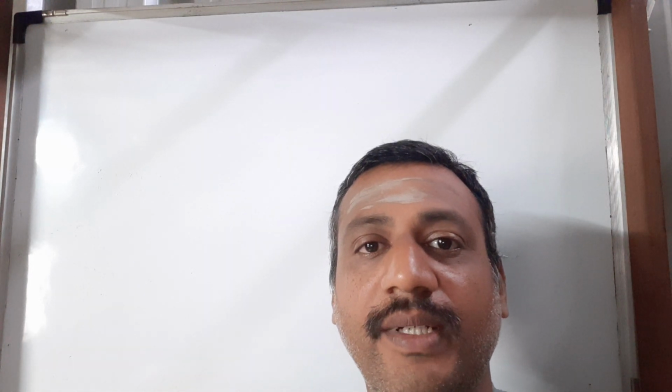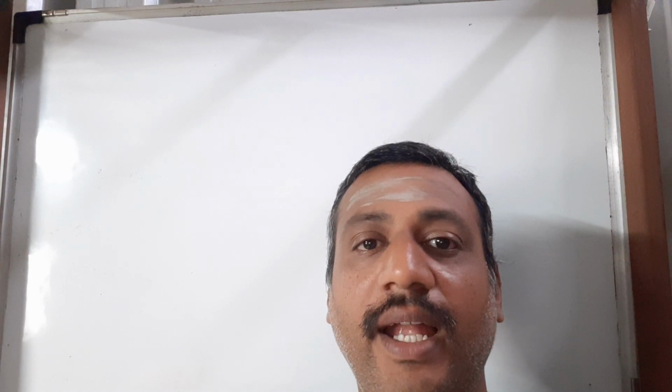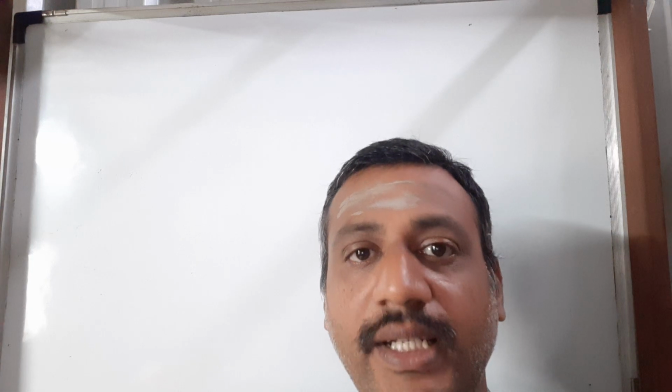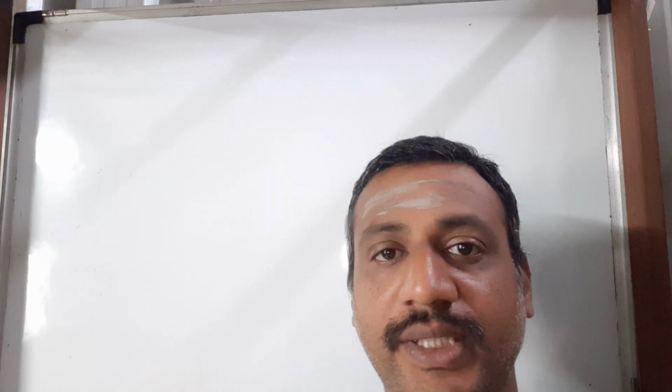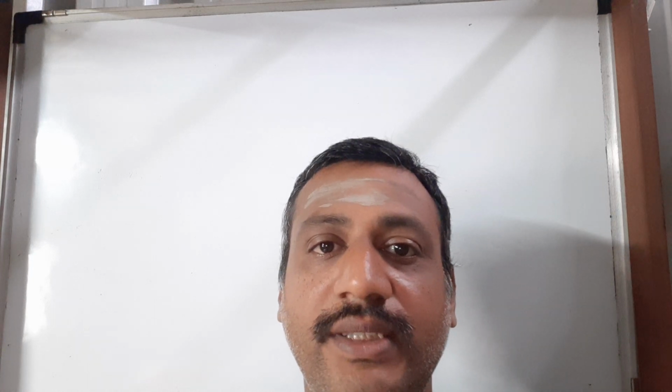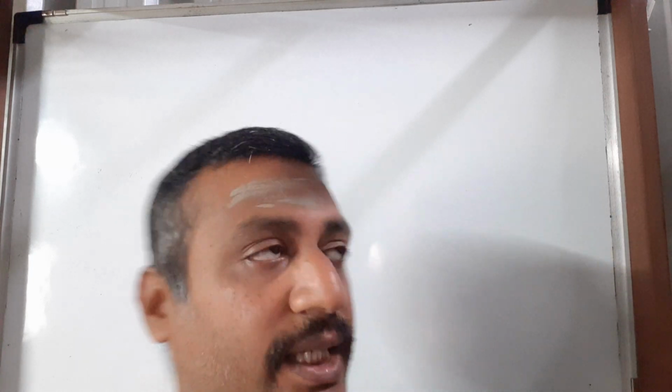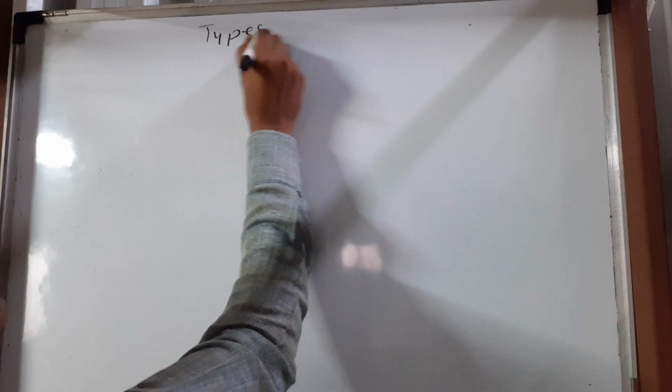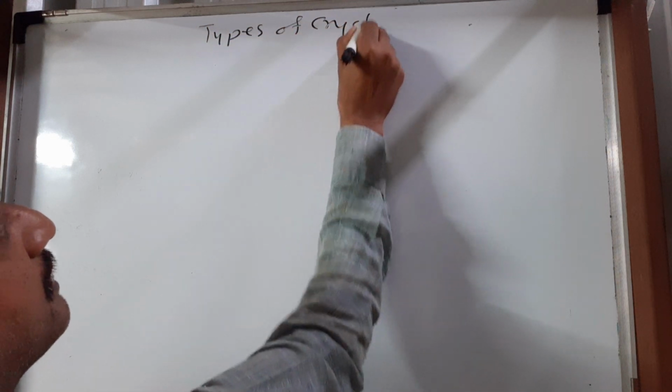Let's continue. We are discussing the topic solid state, and in the current lecture we are going to see the types of crystalline solids. Crystalline solids are of four types. Here I'll write the first heading: what are the types of crystalline solids.